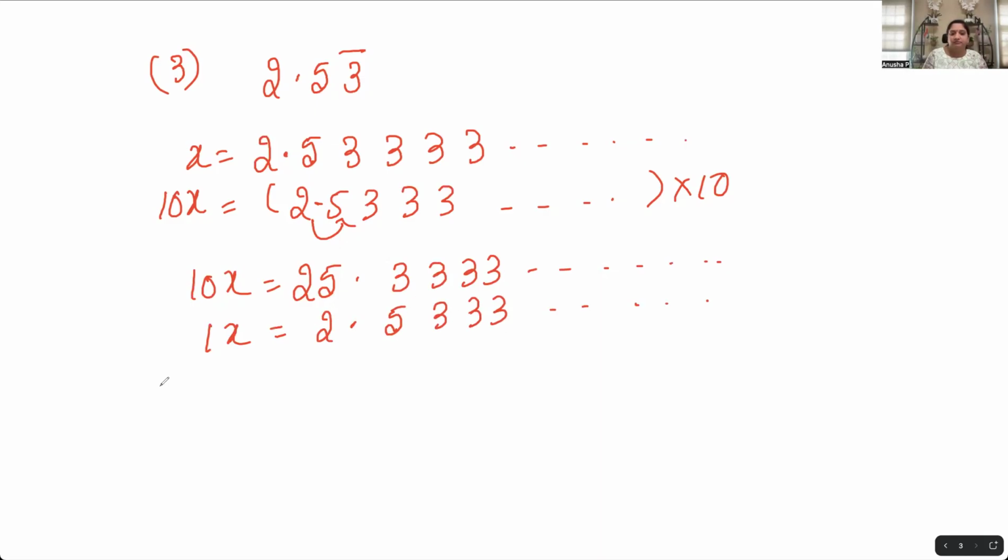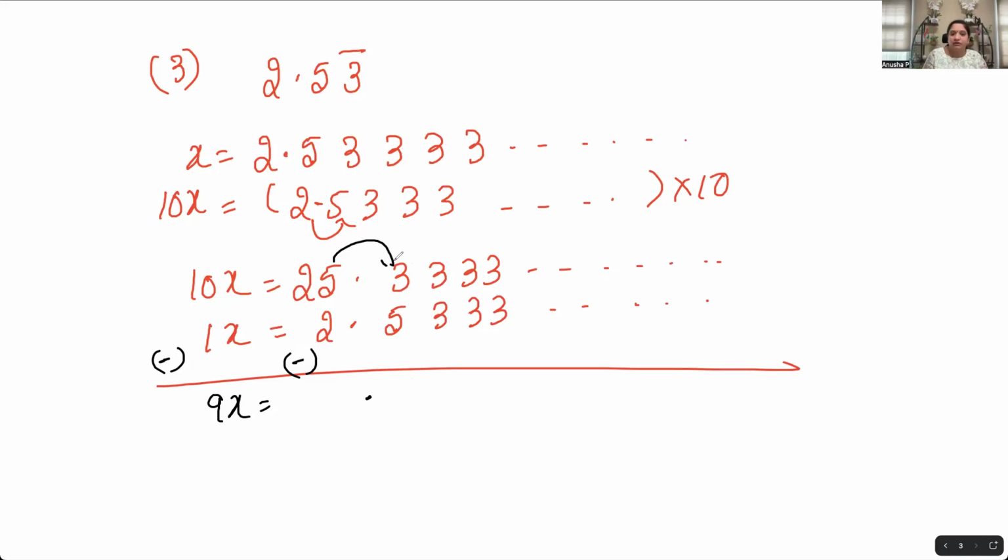And the other number is 1x equal to 2.53333 and so on. When you subtract, 10x minus 1x is 9x, and here we have to do the subtraction carefully. 3 minus 5 we can't subtract, so you borrow from the previous place. 13 minus 5 is 8, and the 5 will become 4. 4 minus 2 is 2, and then 2. X is equal to 22.8 divided by 9.